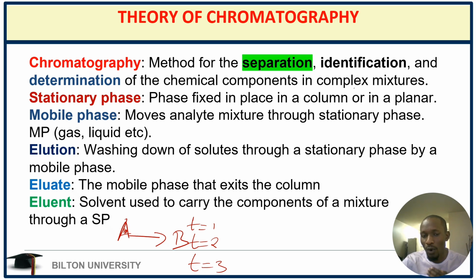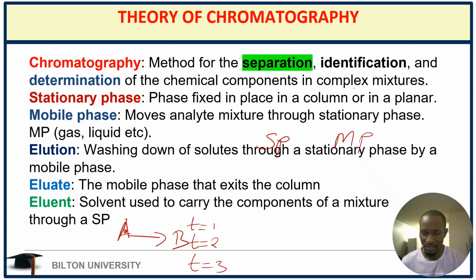So it tells us that they have different migration rates, and this is because they have different chemical properties that make them interact differently with that environment, making some spend more time and others spend less time. So during those different migration rates, that's when separation is done. We have what is called the stationary phase, sometimes denoted as SP, and we have what is called the mobile phase, sometimes denoted as MP.